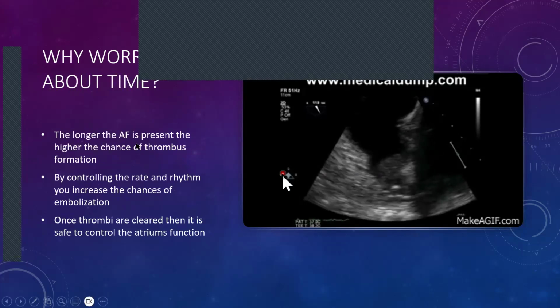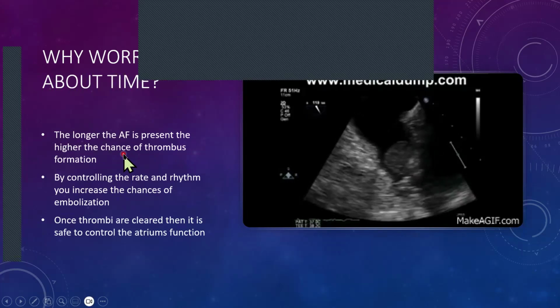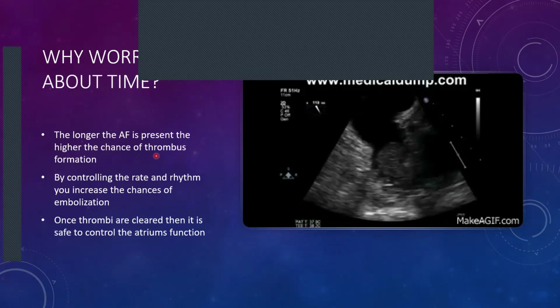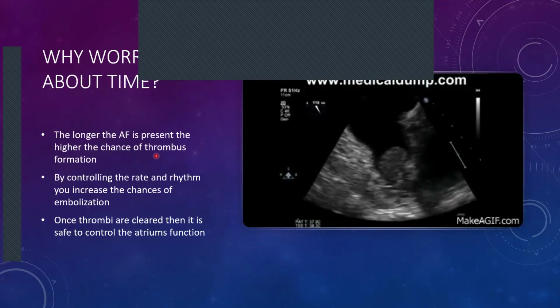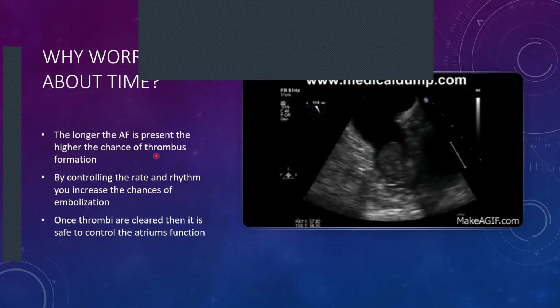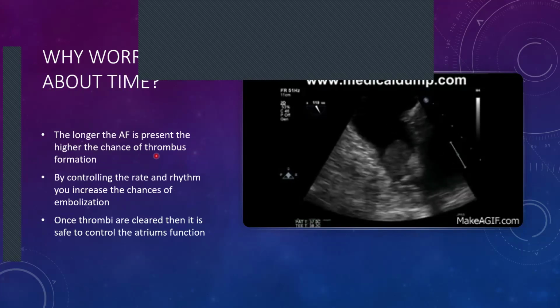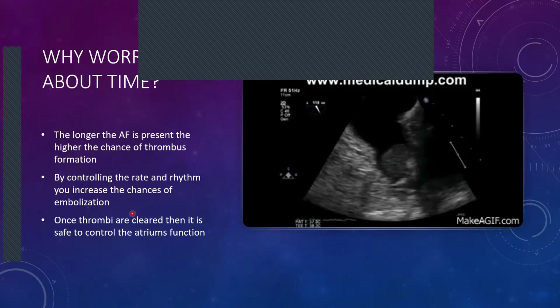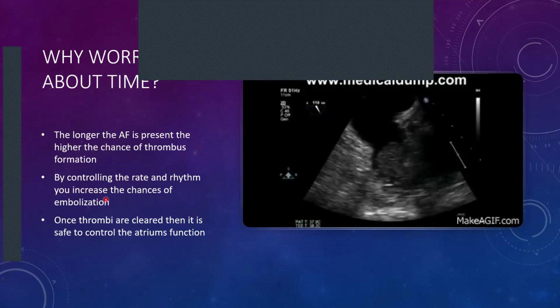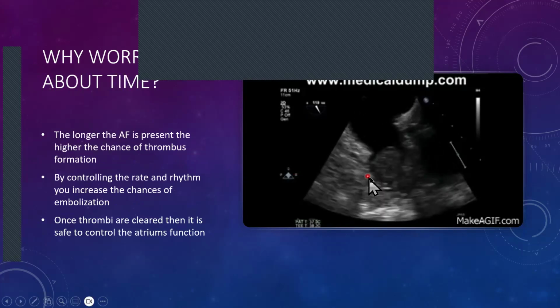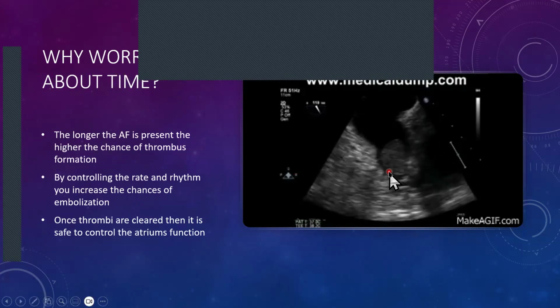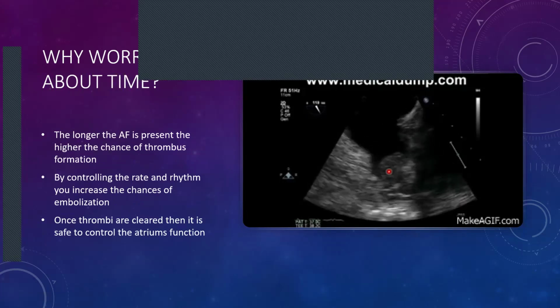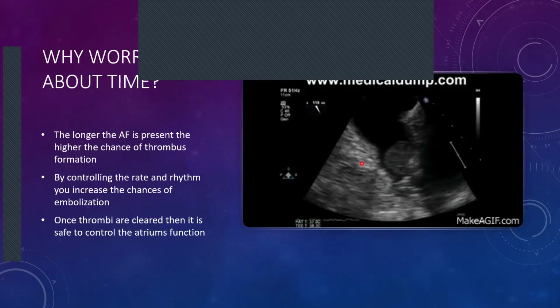So like I said, the longer the AFib is present, the higher the chance that the thrombus is there. Because with our patients, they have a high chance of a thrombus, the first thing would be to get rid of the thrombus. So you anticoagulate the patient. And then, like I say, once you control the rate and the rhythm, you are now increasing the chances of this embolizing. So that's not your first point of call. That's not the first thing that you're going to try and do. The first thing you're going to try and do is make sure that there's no clots.